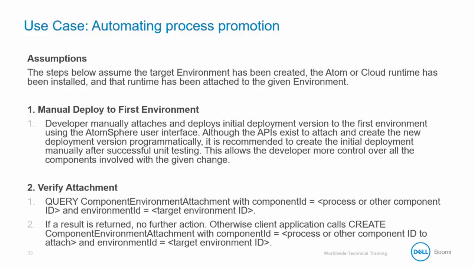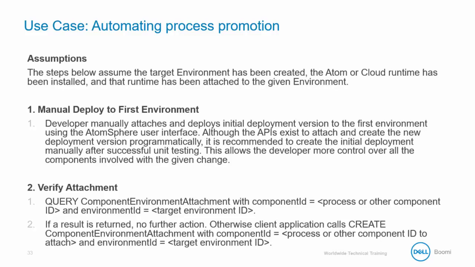In the first step, you manually deploy to the first environment. So here the developer will manually attach and deploy the initial deployment version to the first environment using the Atomsphere platform. Although the APIs exist to attach and create the new deployment version programmatically, it's recommended to create the initial deployment manually after successful unit testing. So this will allow the developer more control over all of the components involved with the given change. The developer would also then set the extensions, and for scheduled processes, the developer would also configure the schedules.